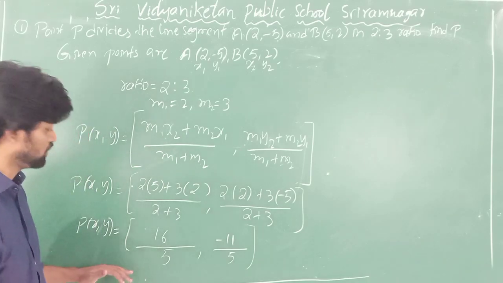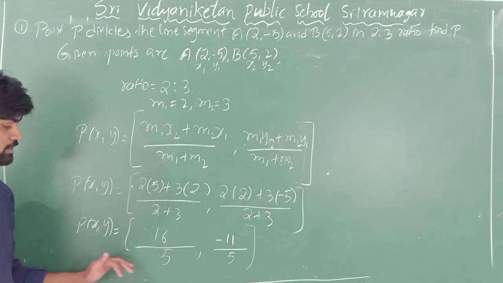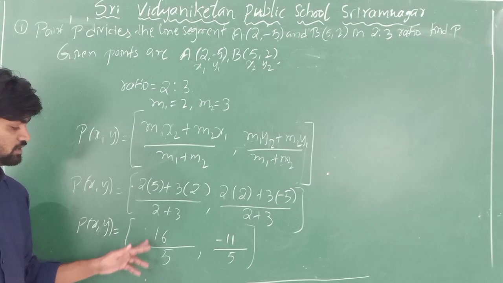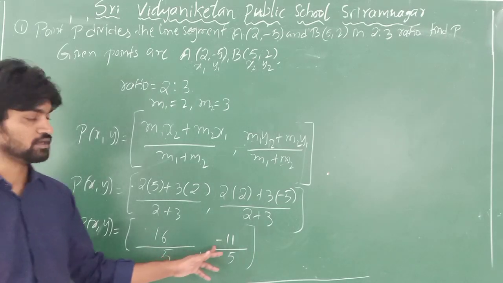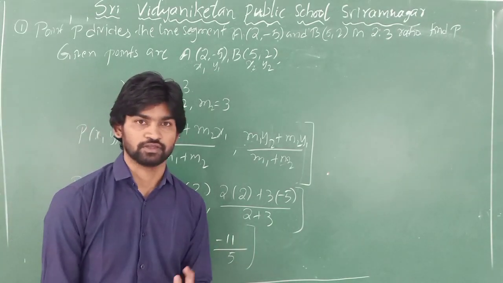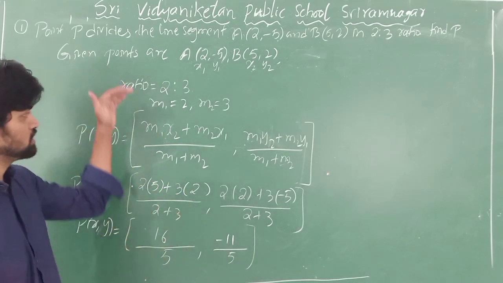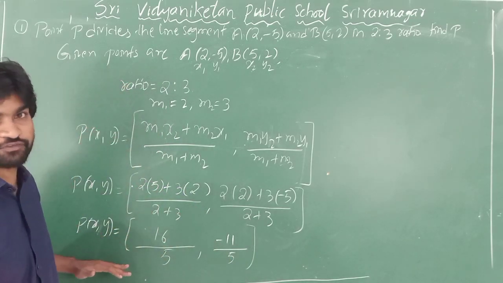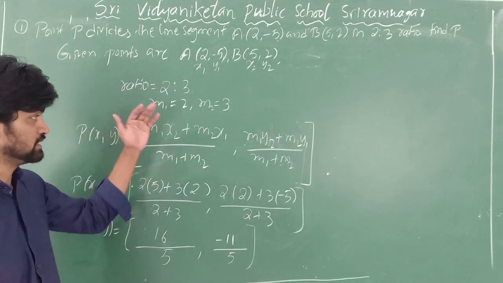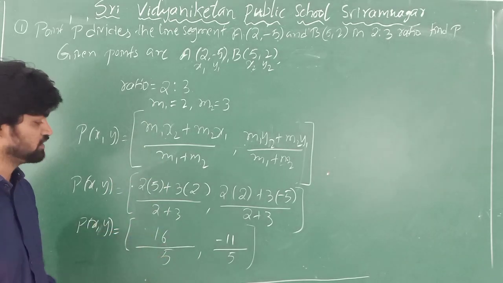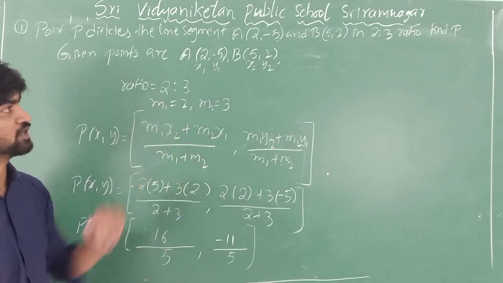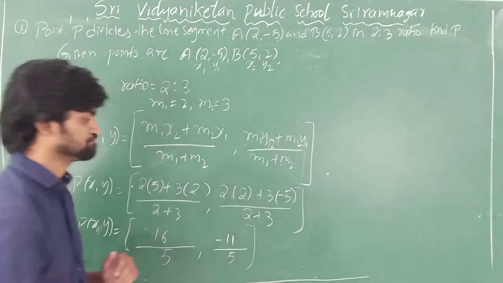So this is our point of division: 16 by 5 comma minus 11 by 5. This is how to find the point of division. Okay. Let us see, if the point of division is given and we are asked to find the ratio, how to find this.